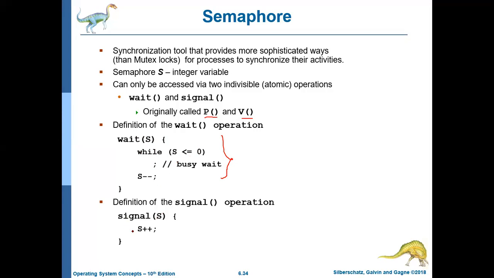Then the signal operation. In the signal operation, there is no wait. If you call signal S, then the value of S will be incremented. Simply, if you want to go into the critical section, then before the critical section you have to write wait, and after the critical section you have to write signal. How this works, we will discuss in the next slides.